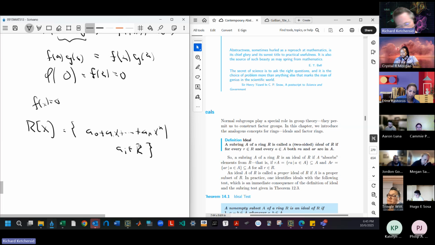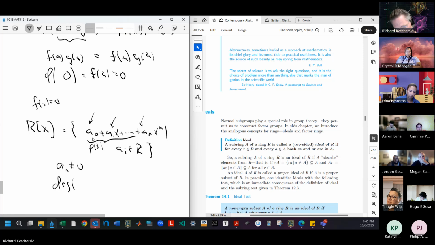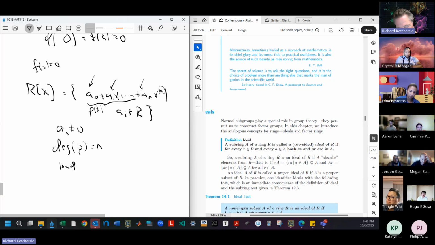So that's the ring of polynomials with coefficients in R. The coefficients are in R, and there's always the usual assumption that a n is not 0. The degree of this polynomial, let me call this one P of x, is n, where this is the highest power, and the leading coefficient is a n. However we write that, the leading coefficient of P is a n.